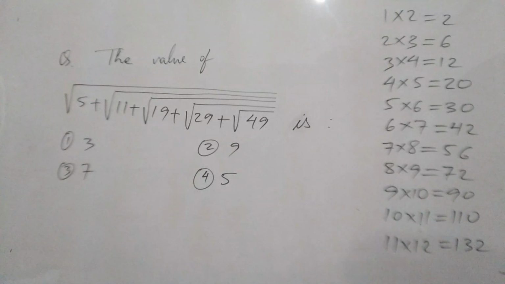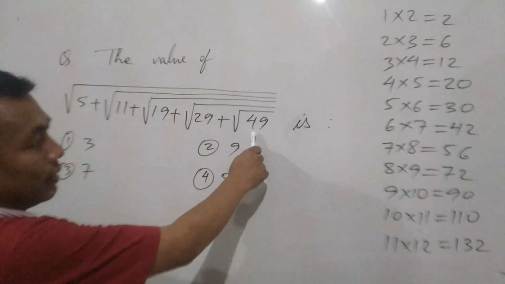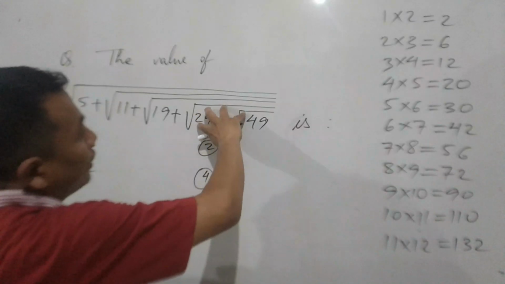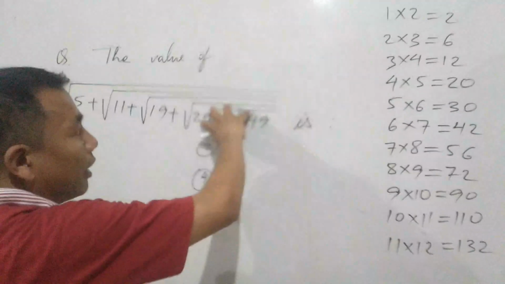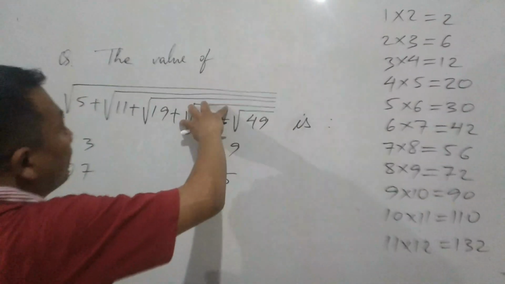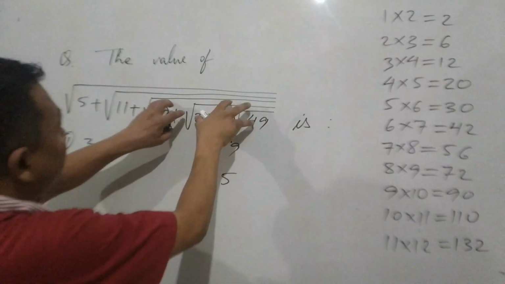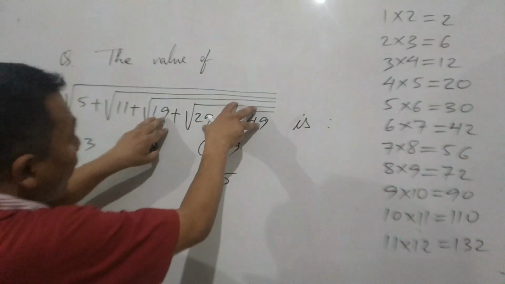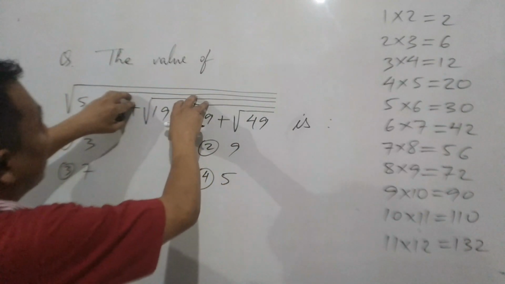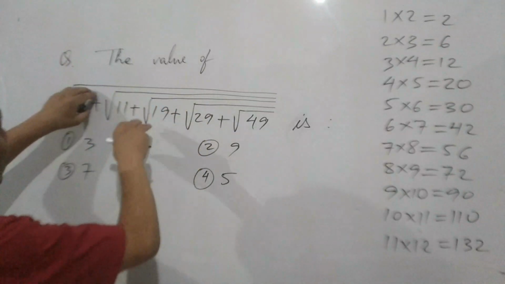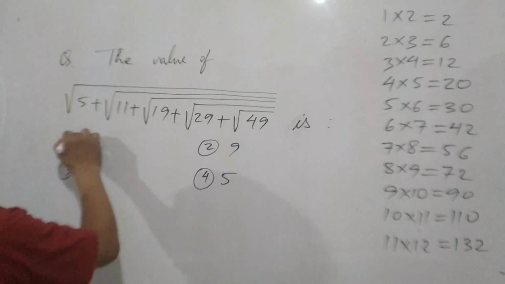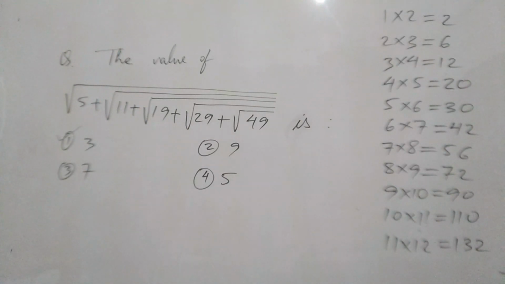Now let's work with this question. 49 is 7 square. 7 plus 29, that is 36. 36 is 6 square. 6 plus 19, that is 25. 25 is 5 square. 5 plus 11, 16. 16 is 4 square. 5 plus 4, 9. Root 9 is 3. 3 square is 9. Right answer is 2.